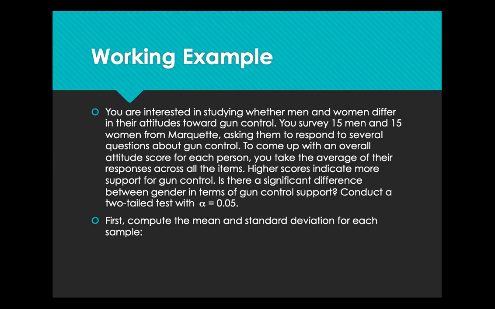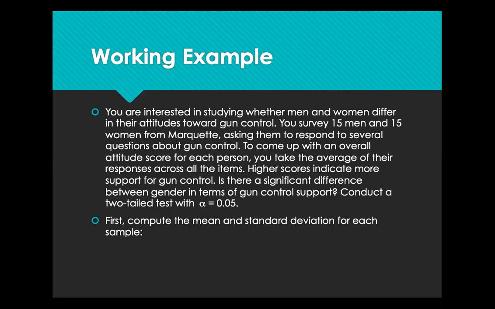And so we'll conduct a two-tailed test because we don't know what direction the difference would be, right? We don't know if men would be more supportive of gun control or women would be more supportive of gun control. We just are hypothesizing that there will be a difference. And so it'll be a two-tailed test. The alpha is going to be set at 0.05.